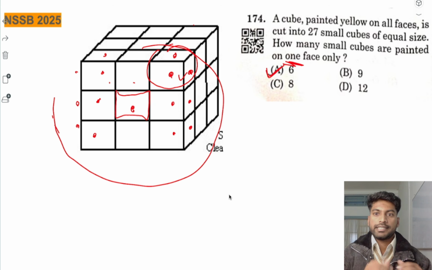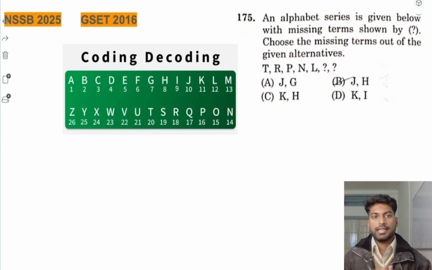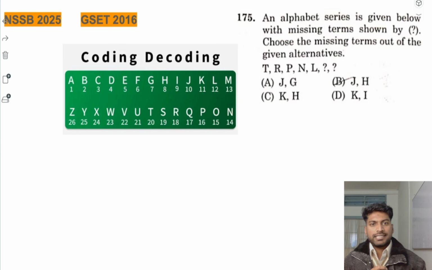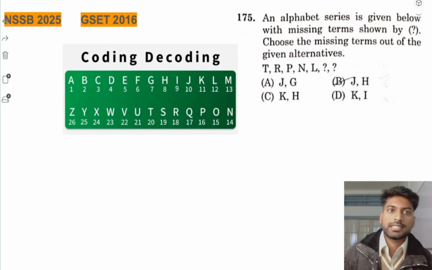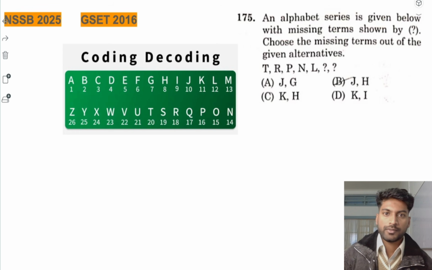Okay, if you didn't understand, let me just do a comment, I'll explain again. Okay, next question. Acha, this is a coding decoding question. I already kept your ABCD, the famous ABCD. This question was asked today in NSSB and as well as GSET. I guess Gujarat SET, yeah, Gujarat SET exam होता है ना there.